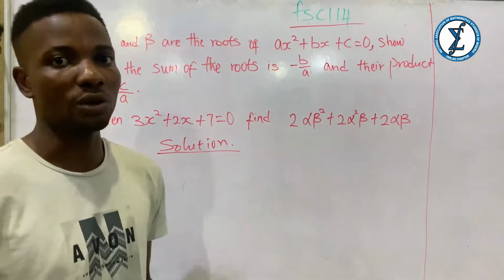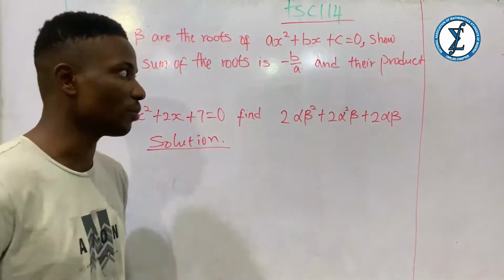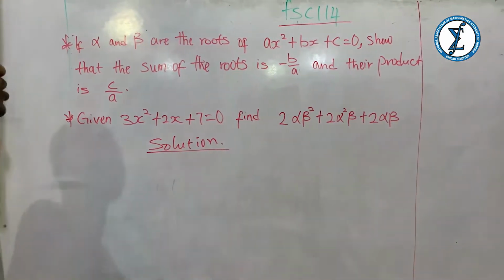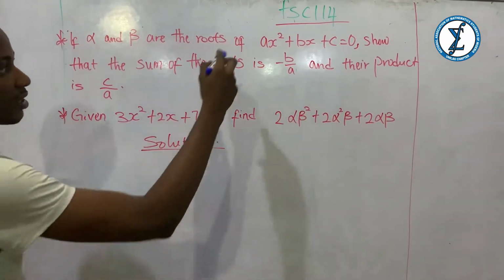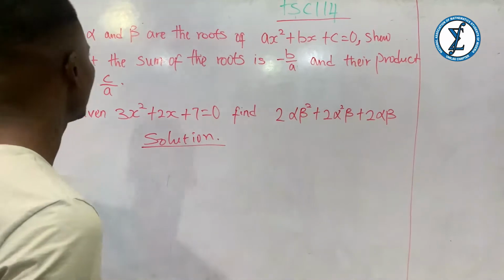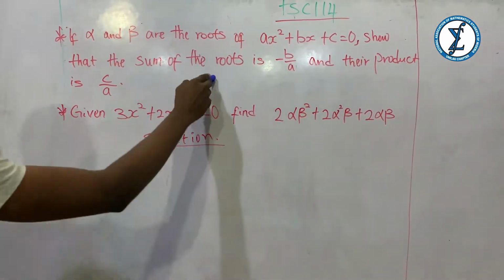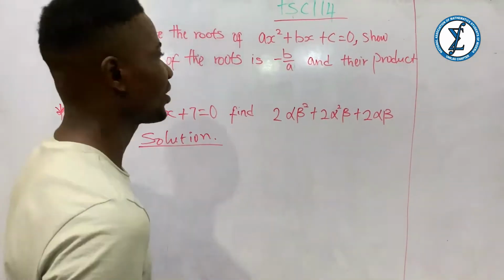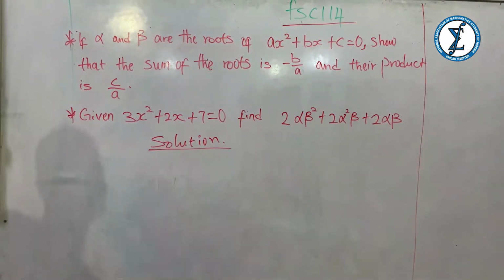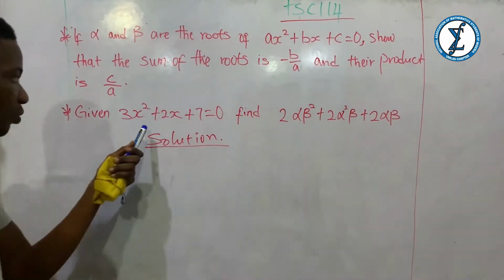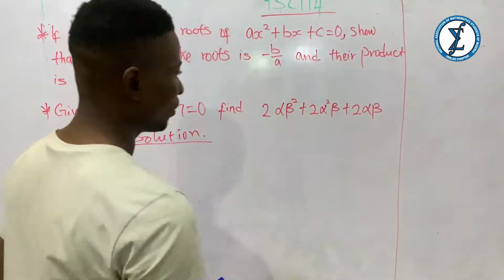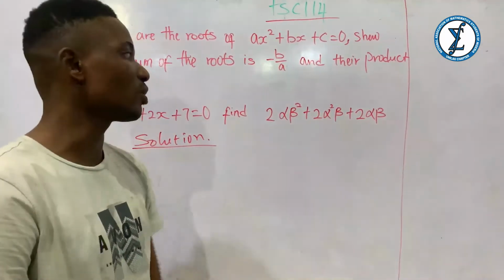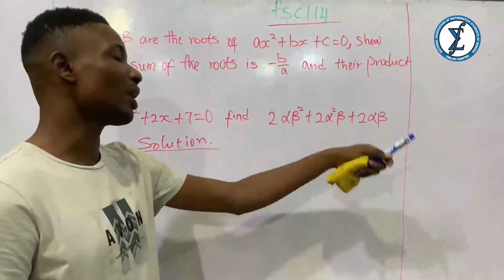So we're continuing on the series numbers, and today we're going to be looking at this question. It says if alpha and beta are the roots of ax squared plus bx plus c equal to 0, show that the sum of the roots is minus b over a and their product is c over a. Then the second question says given 3x squared plus 2x plus 7 equal to 0, find 2 alpha beta squared plus 2 alpha squared beta plus 2 alpha beta.